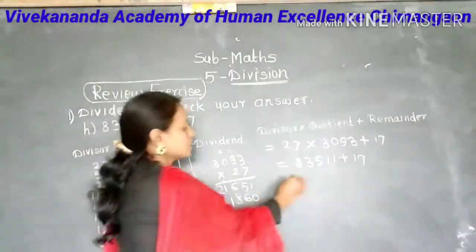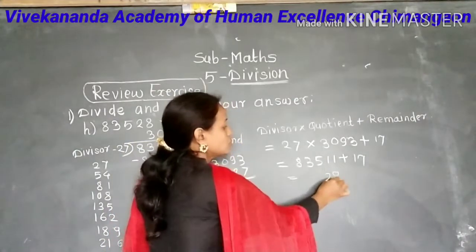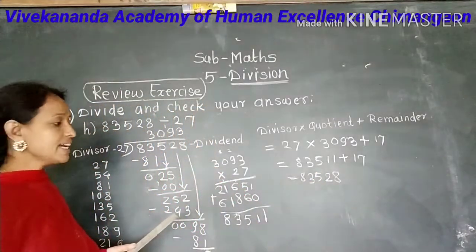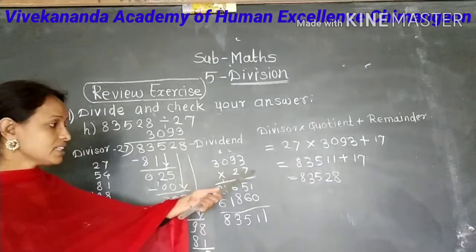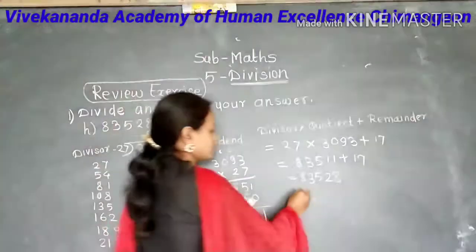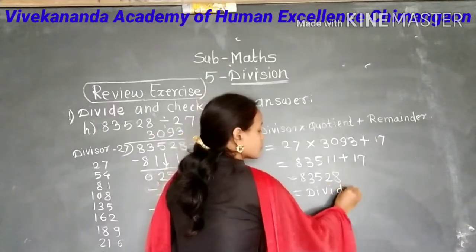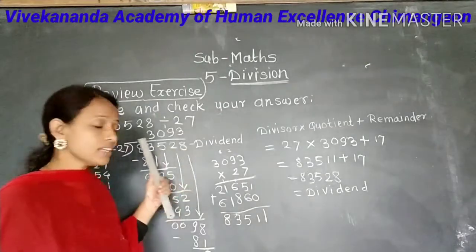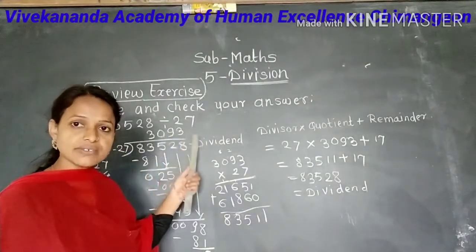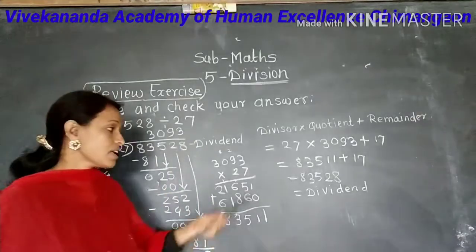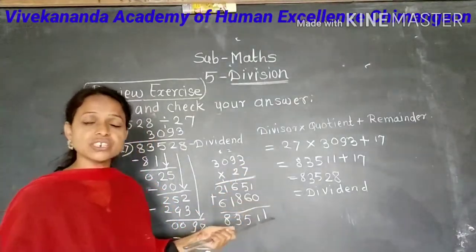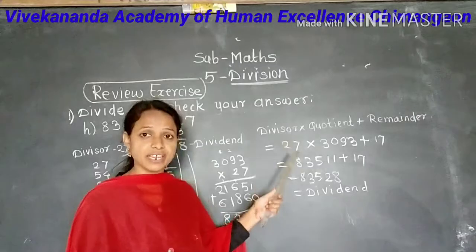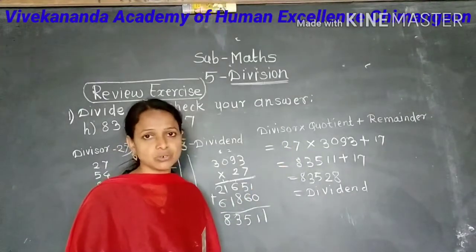So we get 7 plus 1, 8. 1 plus 1, 2. 5, 3, 8. In this way we get the answer 83,528, and 83,528 is the dividend. So here we divide 83,528 by 27. We get quotient 3,093, remainder 17, and we check our answer, quotient and remainder, by the division algorithm, and our answer is correct. Okay, because we get divisor into quotient plus remainder is equal to dividend.